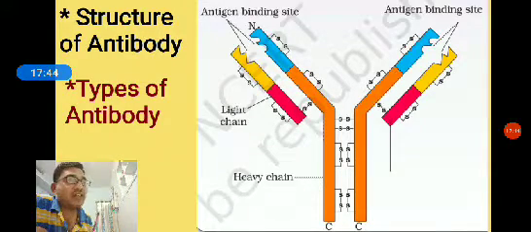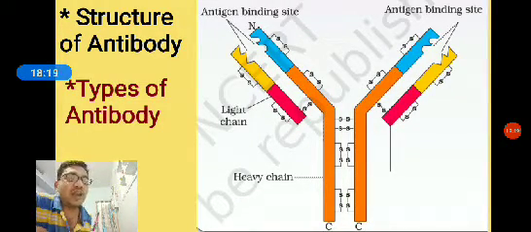Second, IgD, immunoglobulin D, the smallest quantity antibody, it is effective against the toxins. Then IgE, this antibody is associated with allergic reactions. Next, IgG, it constitutes 75% of total antibody. It is a predominant antibody. It is present everywhere.